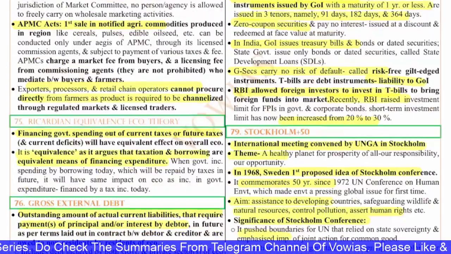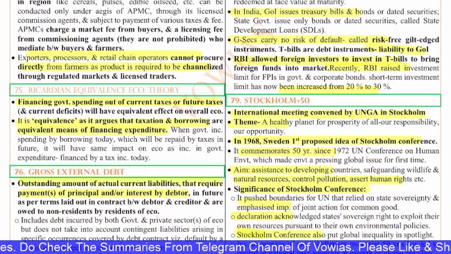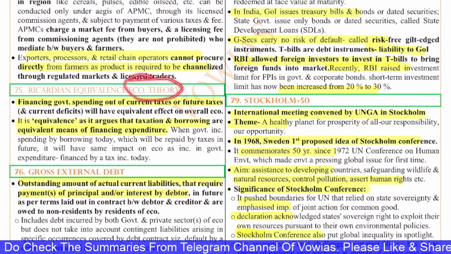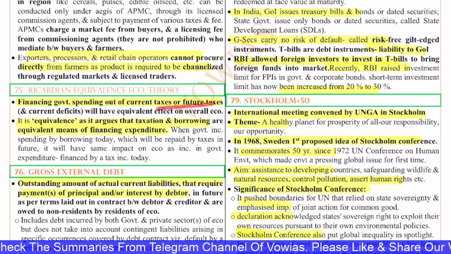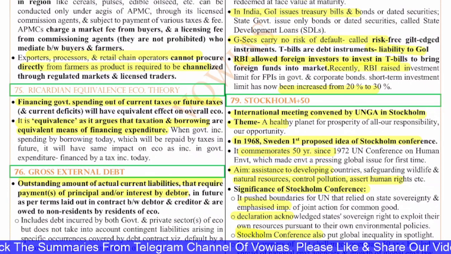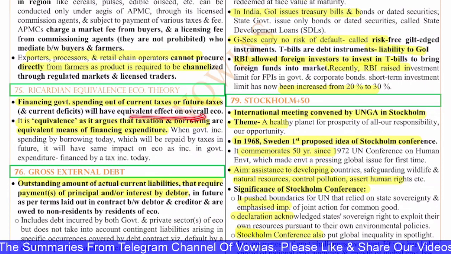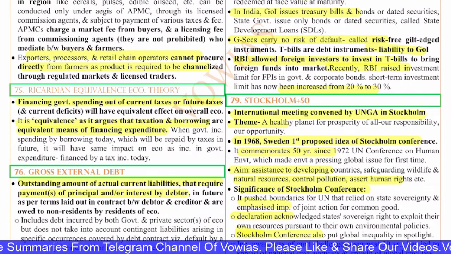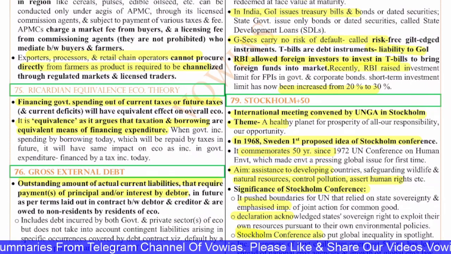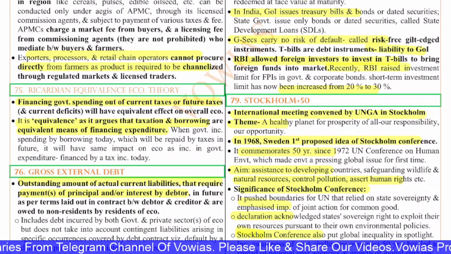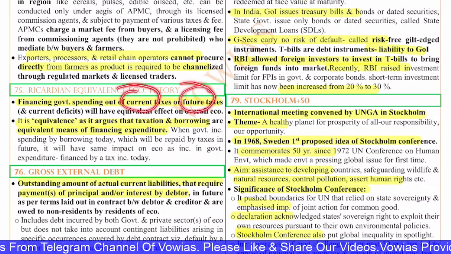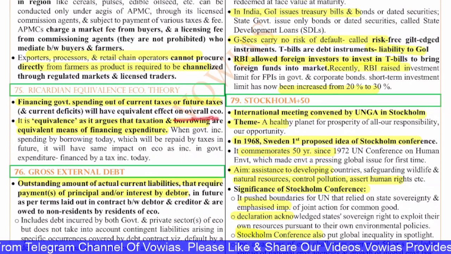Now let's look at the next question, the 75th question. This is on Ricardian equivalence in economic theory. What it says is that financing government spending out of current taxes or future taxes will have an equivalent effect on the overall economy. That means when there are government deficits and financing is to be done, financing government spending out of current taxes or future taxes will have an equivalent effect on the overall economy.